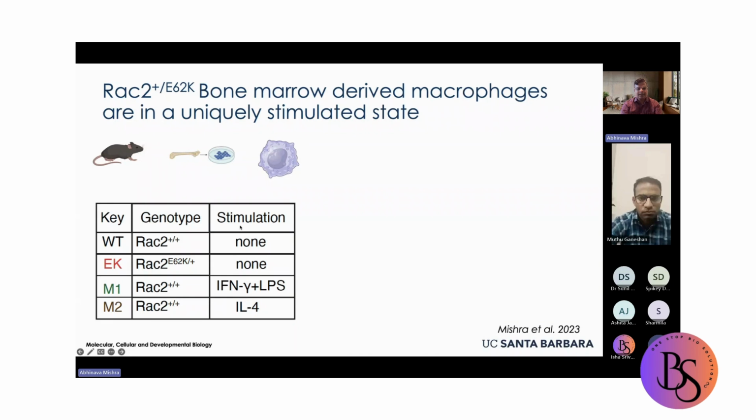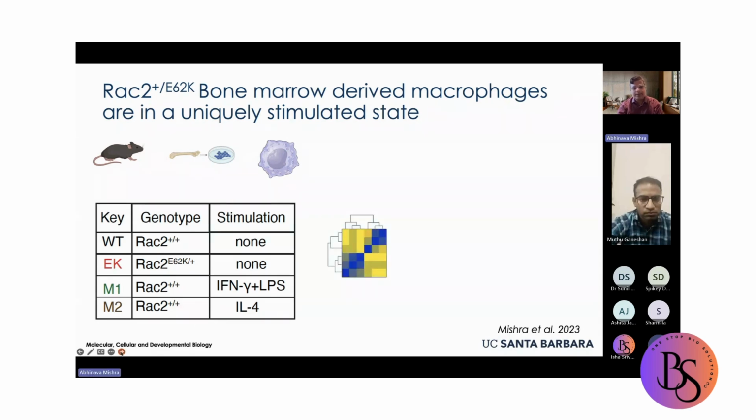We did not stimulate them, but in the wild type, we can stimulate them to become M1-like by interferon gamma and LPS stimulation, so they become more M1-like. But when we stimulate them with IL-4, they can become more M2-like. And then we did RNA sequencing to see how these all four signatures look.